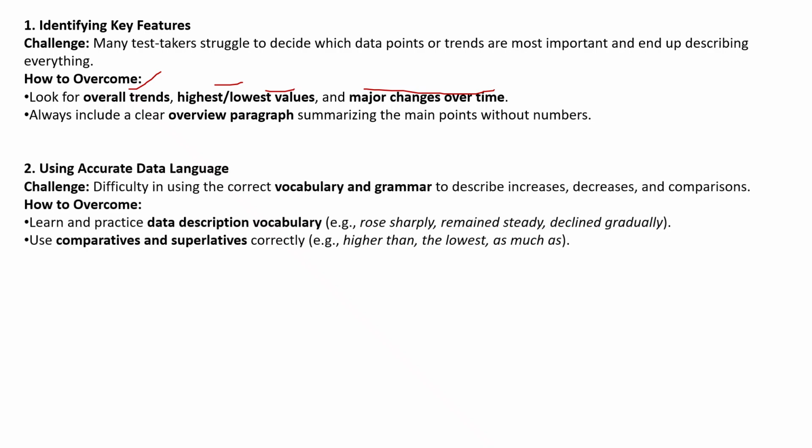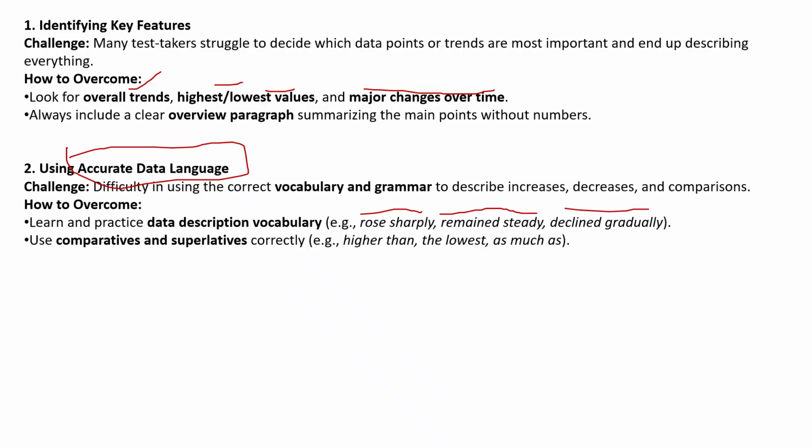The next thing is, like I said earlier, accurate data language. So remember that when you describe any change, you use the appropriate adjective to represent this change. If it is too sharp, you can say something rose sharply. If something hasn't changed and almost the value remained the same, you can say remained steady, or declined gradually, slowly, right?